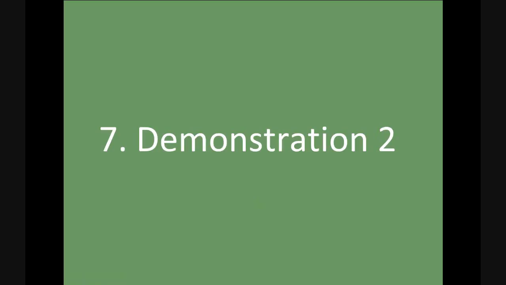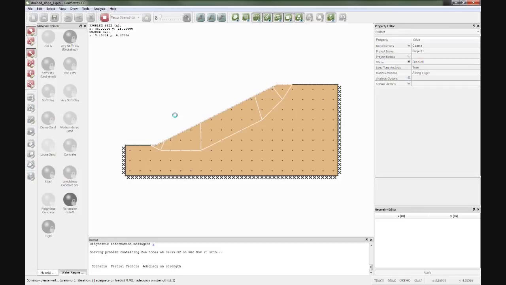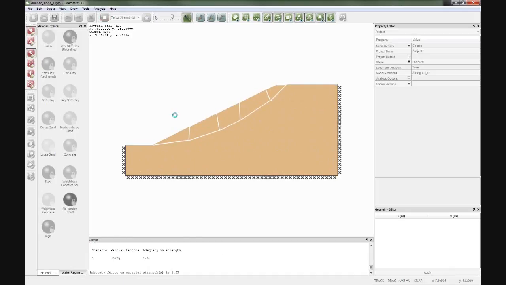Now we'll go and look at some slightly more complicated slope problems. So we'll do another demonstration. We'll return back to this slope. This was the Whitlow example that we compared with the method of slices. And if I just solve that again, we can see the mechanism and remind ourselves that we got an answer of 1.63.